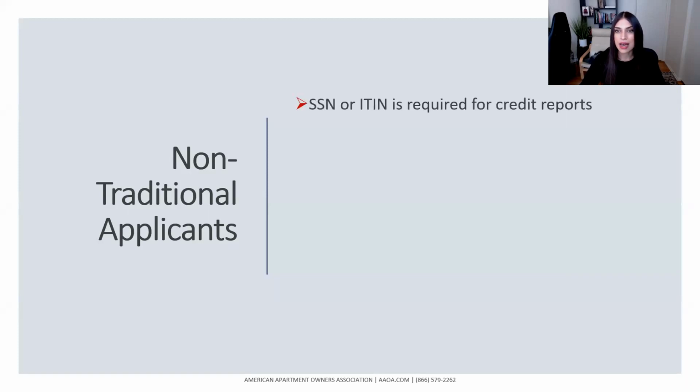So one is, if they have an ITIN number, which is an individual taxpayer identification number, you can still get a credit report on them. Now, whether or not there will be anything on the credit report depends, right? Did they open up any lines of credit? Usually people with an ITIN are fairly new to the country, so they may or may not have credit, but it's certainly worth checking, right? So you can check it if they have an ITIN. If they don't have either one, you cannot check the credit report.